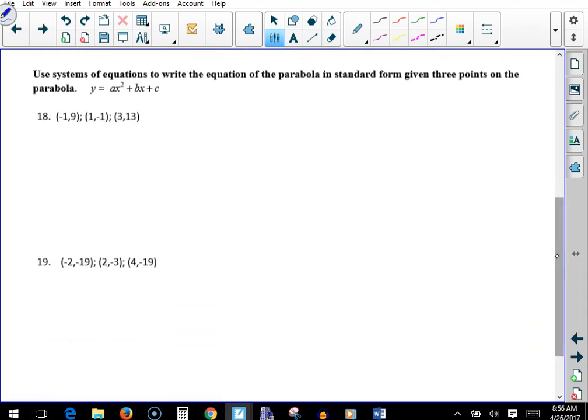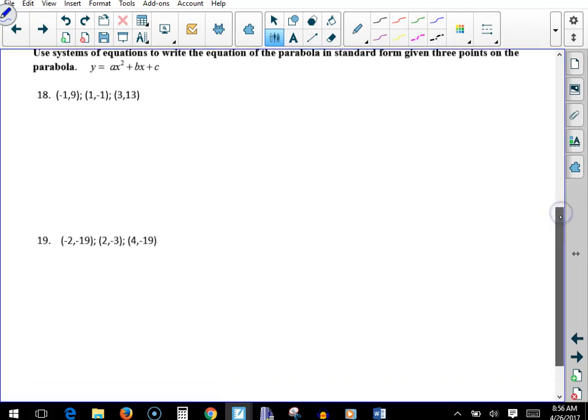Now, number 18, I'm going to run the long way through. Number 19, I'm going to show you how you can actually do it without all the work, but then I'll show the work for it. Remember, I said start off by writing it this way every time, just to make sure you don't make a mistake in setting up your matrix at the end. Okay? Now, all I'm going to do is do this one first.